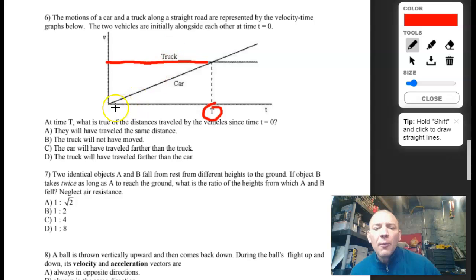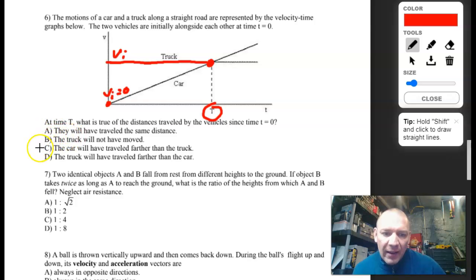Well, this one starts with initial velocity vi. The car here starts with initial velocity vi equals 0. So the car starts out going slower, and then eventually at time t they've reached the same speed. But that means the car has been going slower the whole time than the truck. So if it's gone slower, it can't have gone the same distance. So we'll have to say here the truck will have traveled farther than the car.